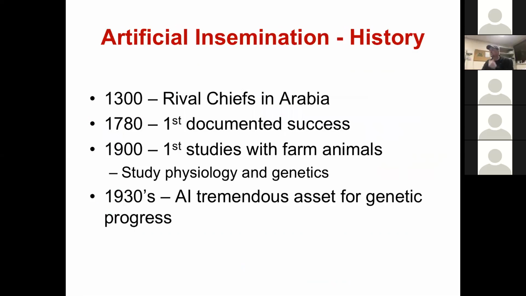Okay, so just a brief history of artificial insemination. It's first reported in some Arabian history in the 1300s. The first actual documented successful case was dogs in Italy in the 1780s. First farm animal study, 1900s. Then in the 1930s is where we really started making advances in AI, and we've continually progressed since then. Now, obviously, we can sex semen, so we can buy semen if we want it to be for a heifer or a bull, and it's 90-95% accurate. So we've come a long ways.